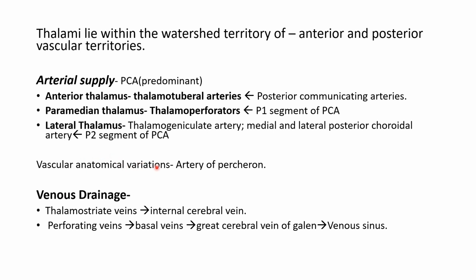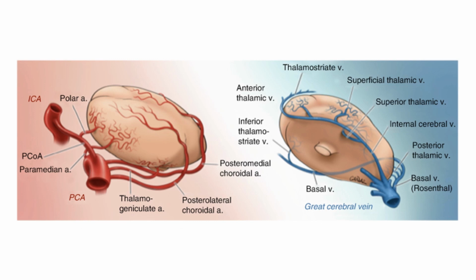There can be a vascular anatomical variant called artery of Percheron. Venous drainage: there are mainly two veins, thalamostriate veins and perforating veins. Thalamostriate veins drain into internal cerebral vein. Perforating veins drain into basal vein, which then drains into great cerebral vein of Galen. Both internal cerebral vein and basal vein join and drain into the great cerebral vein of Galen, which then drains into the straight sinus. Another small vein, the basal vein.